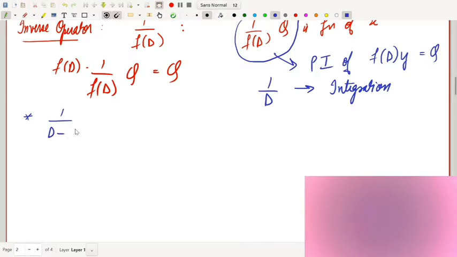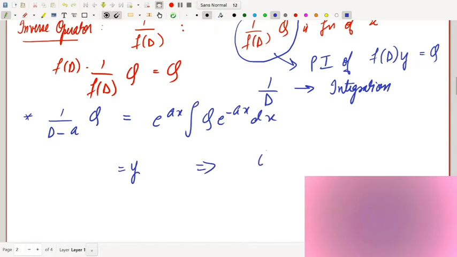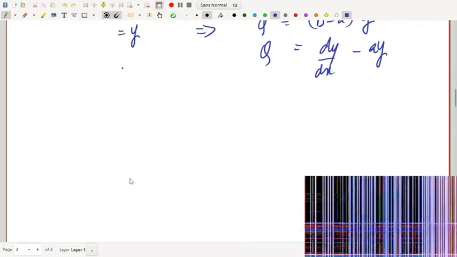And let's get started. 1 over (D minus a) of Q will be e raised to power ax integration of Q e raised to power minus ax dx. ये कैसे आया हमारे पास? If we assume it to be y, then Q is equal to (D minus a)y, which is equal to dy/dx minus ay, which is a linear differential equation, and we know how to solve it.